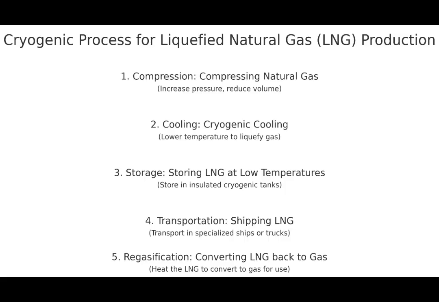Step 2. Cooling, cryogenic cooling. The compressed gas is then cooled to a temperature that is below its boiling point at standard pressure, typically around -161 degrees Celsius, 112 K. At this temperature, methane turns into a liquid because its kinetic energy is reduced enough to allow the intermolecular forces to take over. Real gas behavior in cooling.